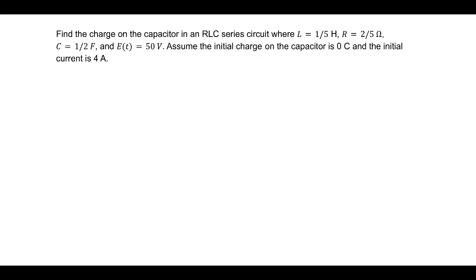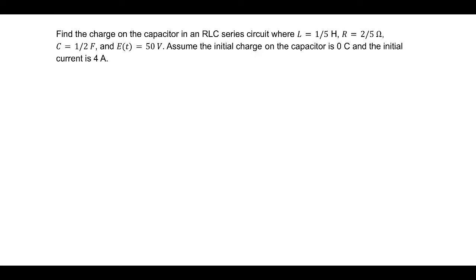Find the charge on the capacitor in an RLC series circuit where L equals 1/5 henries, R equals 2/5 ohms, C equals 1/2 farads, and E of t equals 50 volts. Assume the initial charge on the capacitor is 0 coulombs and the initial current is 4 amps.